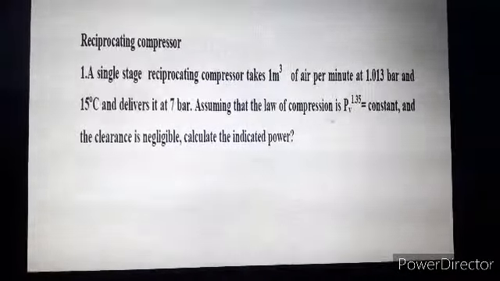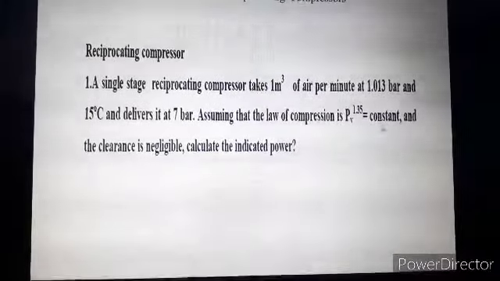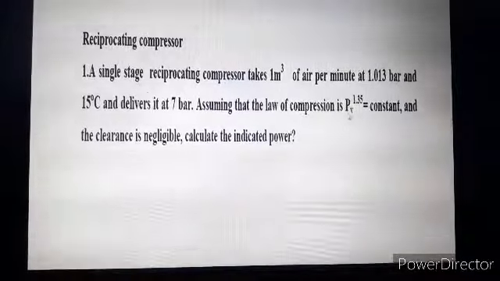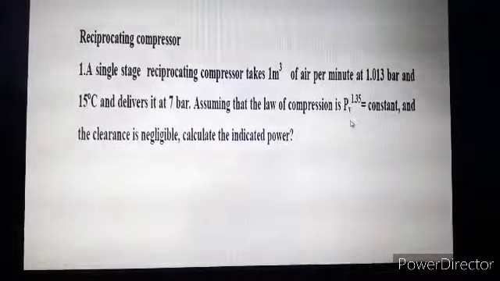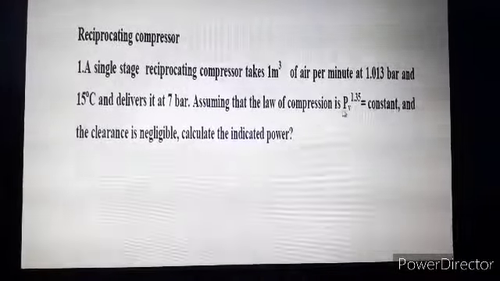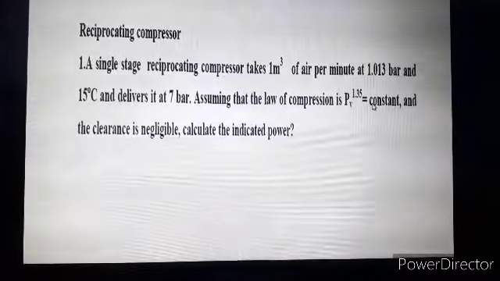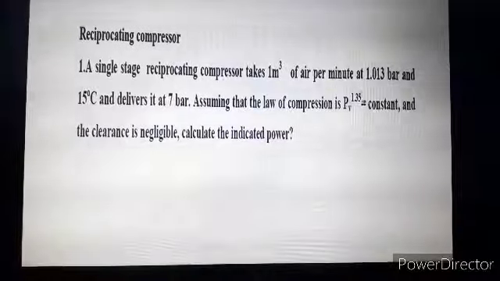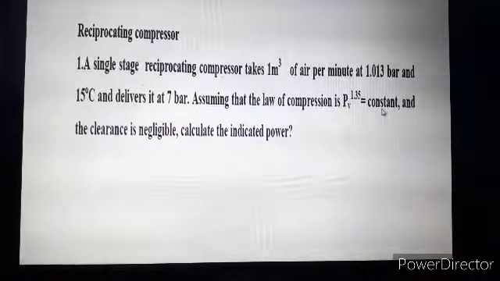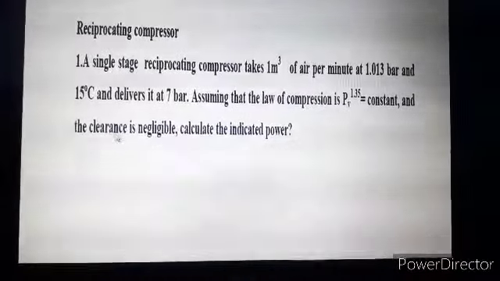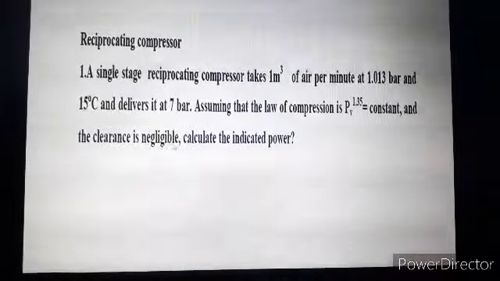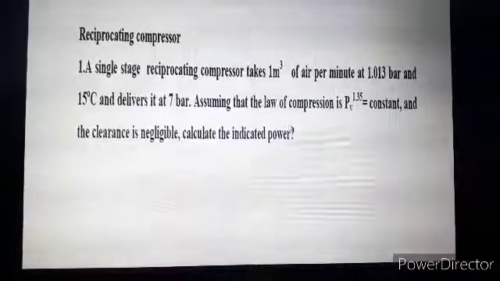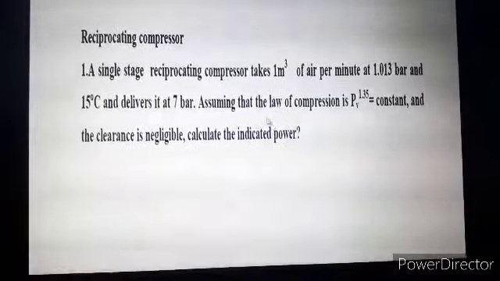Again the law of compression is PV raised to 1.35 is equal to constant. This indicates that the compression followed is polytropic compression, and we have to compare this equation with PV raised to n is equal to C. Accordingly the polytropic index small n is 1.35. Again here in the compressor, clearance is neglected, and neglecting the clearance we have to find the indicated power or indicated work.